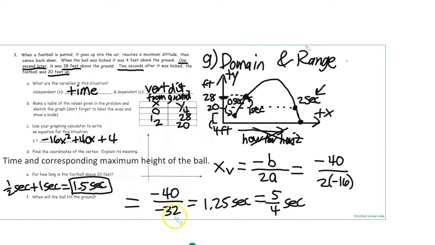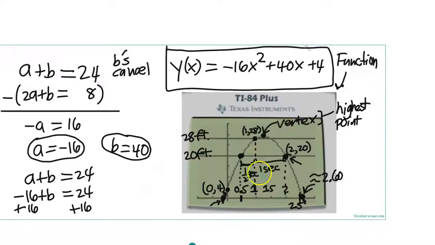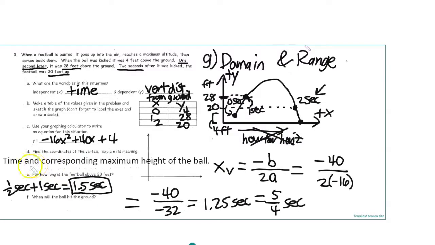We got negative 40 over negative 32, which is 1.25, 5/4 of a second. So that exactly corresponds to right here, which is halfway between 1 and 1.5. You can see that. That's the maximum height of the ball at 1.25 seconds.